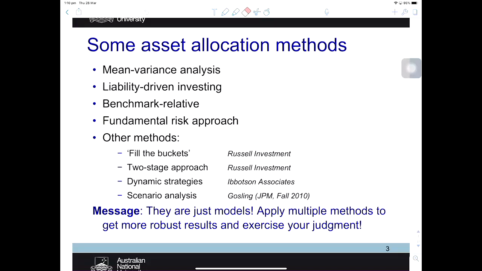The dynamic strategies started as a framework for managing investors' wealth over their entire life. We're going to have some discussion on this and why this method can mitigate or solve some of the problems of the standard mean variance optimization framework. And lastly, scenario analysis. For most of the methods we're going to discuss here, they are only looking at several outcomes, several possibilities in the future.